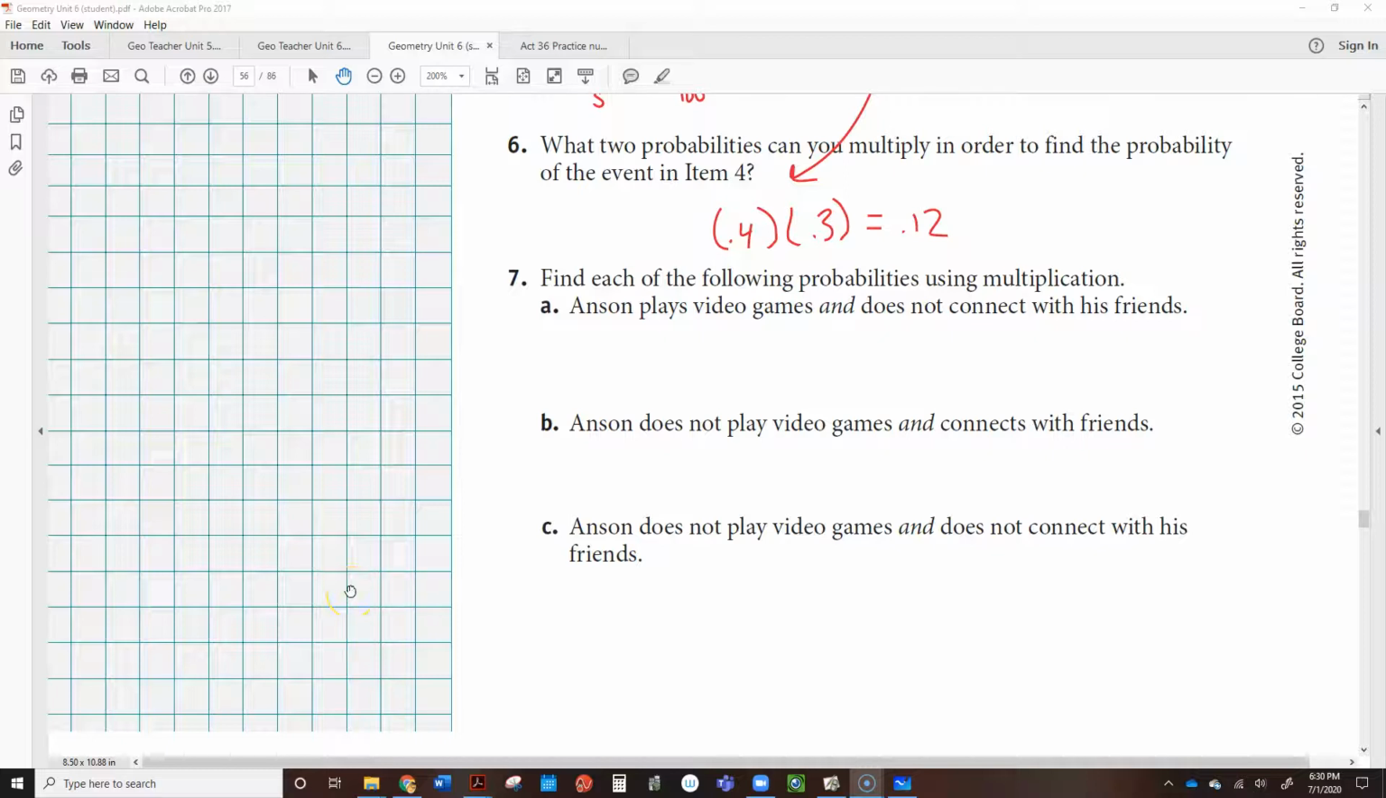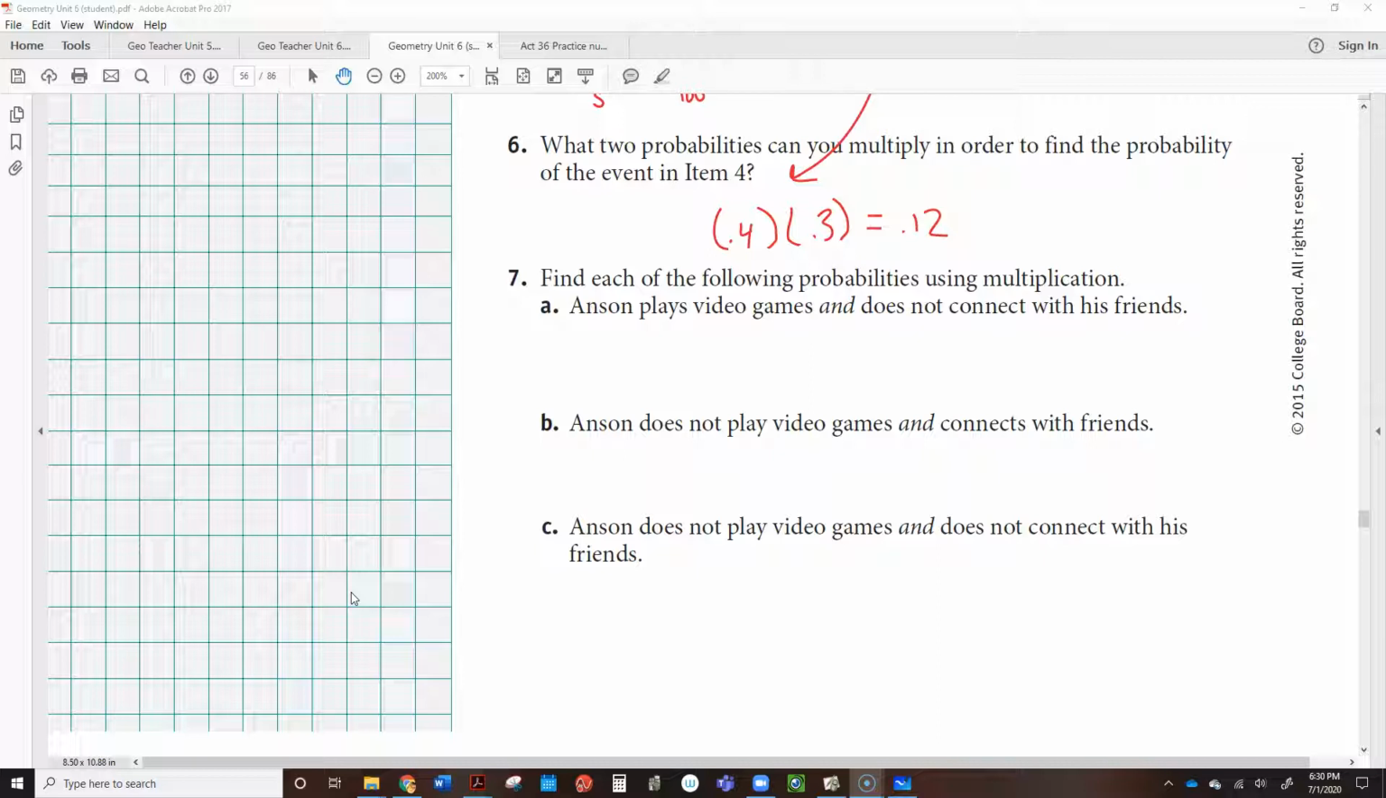All right, number 7, find each of the following probabilities using multiplication. Now, they did not ask me to write it out using the probability notation, so I'm going to skip that for right now. Actually, I don't think I'm going to skip it.